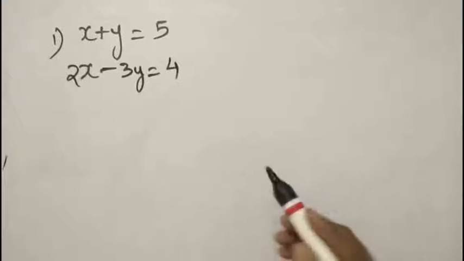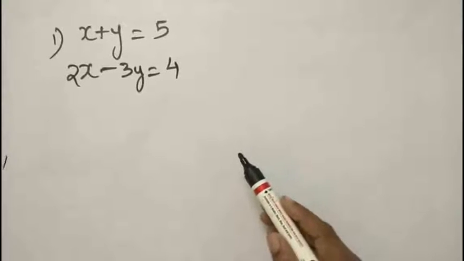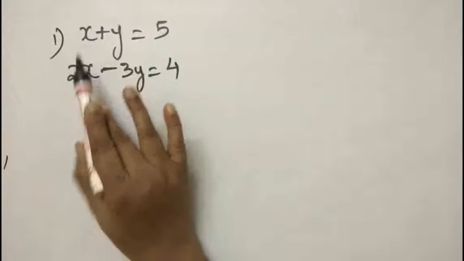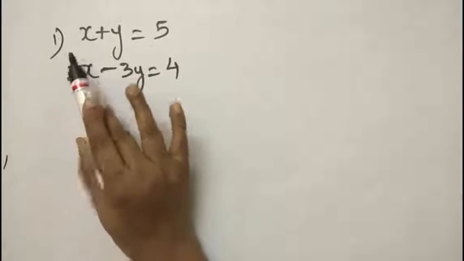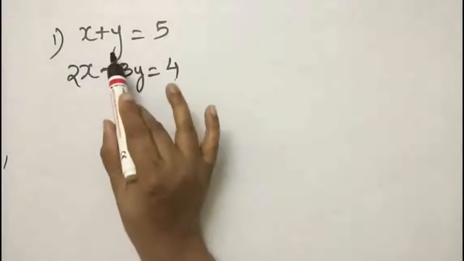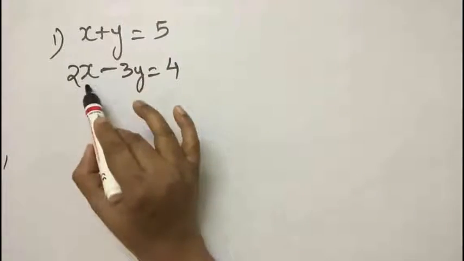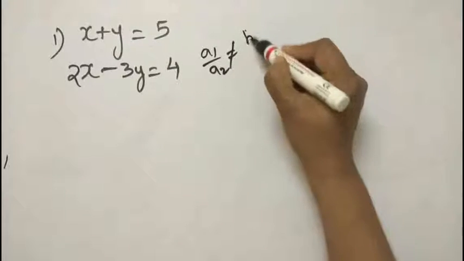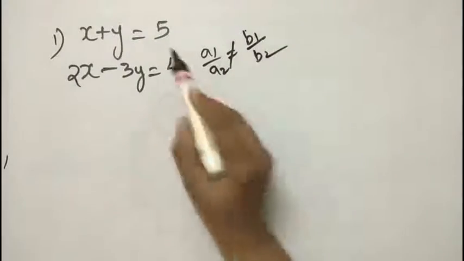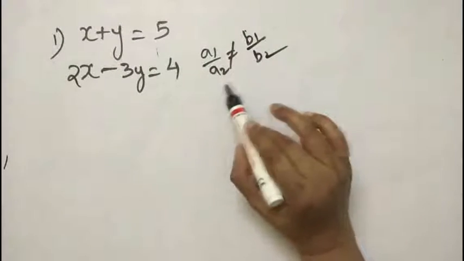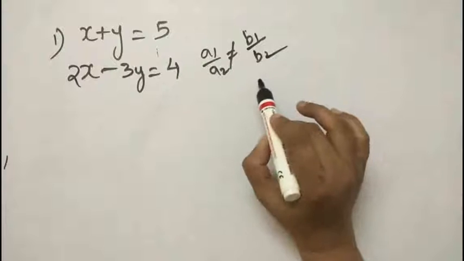Suppose these two equations are given and we are asked to solve using the elimination method. If you observe the ratio A1 by A2, here it is 1, here it is 2, so 1 by 2. B1 by B2: here it is 1, here it is minus 3, so you will get minus 1 by 3. A1 by A2 is not equal to B1 by B2. So there is no need to go to the third ratio, C1 by C2, because for the first itself we got A1 by A2 not equal to B1 by B2.